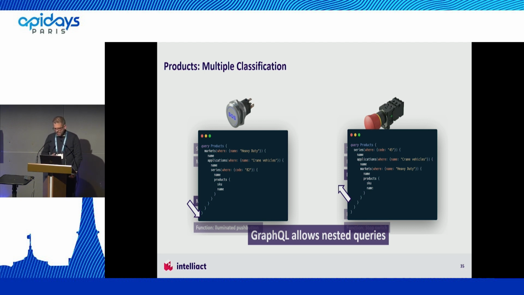And on the right side, it's a flipped query where we query for series 45, also in crane vehicles and heavy duty, but it's all based still on the same data model, same database, just different queries. So basically the key to getting the most profit out of GraphQL for the front-end application is that you have a product model that supports classifying products in different tree structures. A tree structure could be like a series tree structure or a market application tree structure.